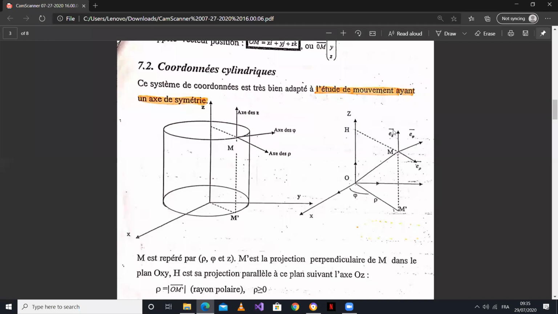And then we have the base vectors. The base vectors in the cylindrical coordinate system are rho, phi, and k. But the k, you can just use k, because the Z is the same Z in the Cartesian plane. So you can just use k. Rho, phi, k. These are the base vectors.